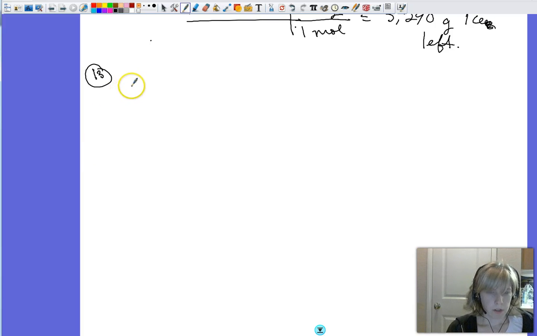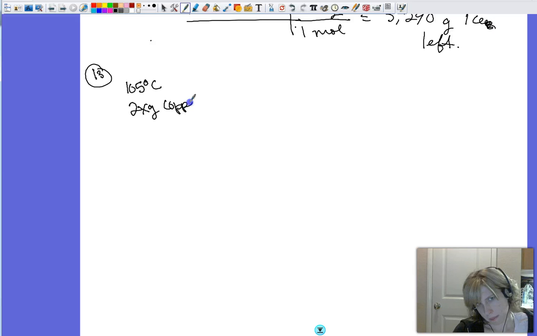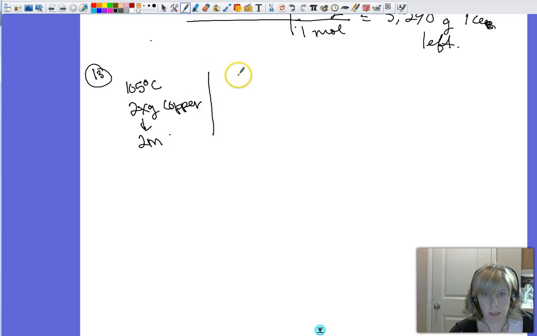The first thing I'm going to do is write my givens. So I have 105 degrees Celsius and my mass is 2x grams of copper. I'm going to convert that to 2 times mass. And we have 45 degrees Celsius copper, and it's just going to be m copper.